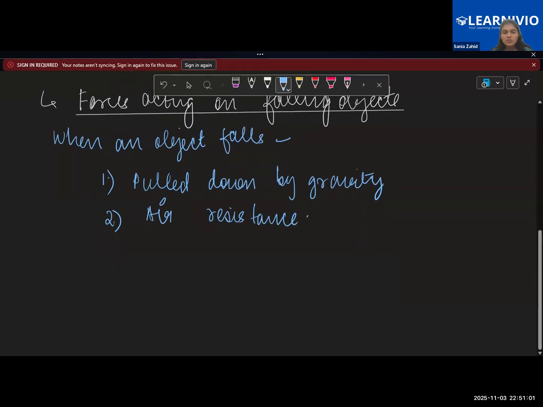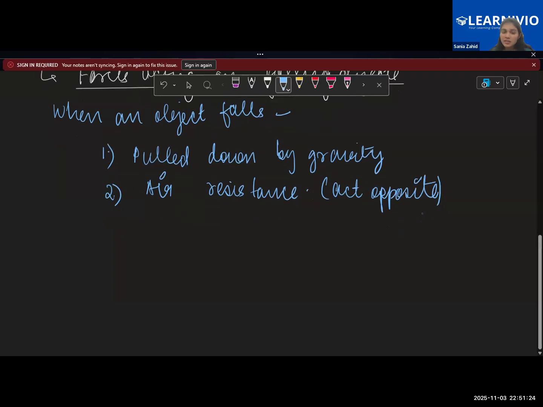What does the air resistance do? Air resistance is always in the direction of motion or opposite to the direction of motion? Opposite, exactly. So air resistance will act opposite to the direction of the motion. Now, I also taught you that as the speed increases, air resistance also increases. I made you write this point.